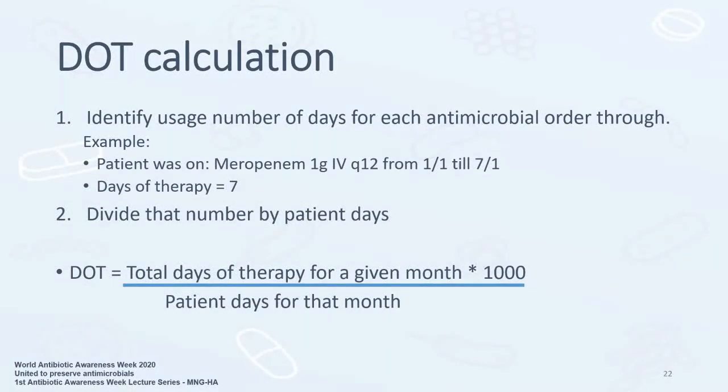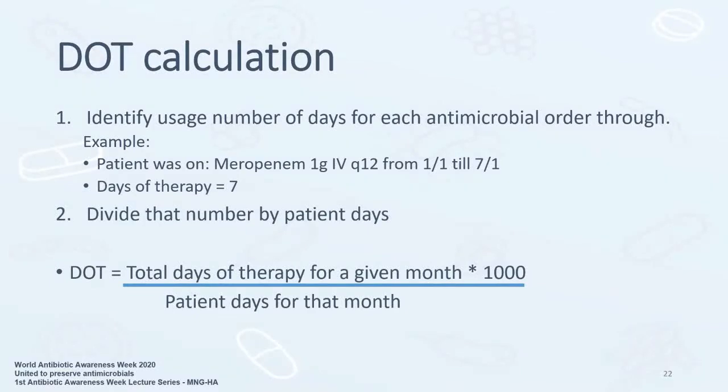So as I said, you can calculate your DOT by identifying the usage number of days for each antimicrobial order, through your electronic order system or your logistics data. For example, your patient was on Mero 1 gram Q12 from 1st of January till the 7th of January, so the days of therapy is 7. You divide that number by the patient days.